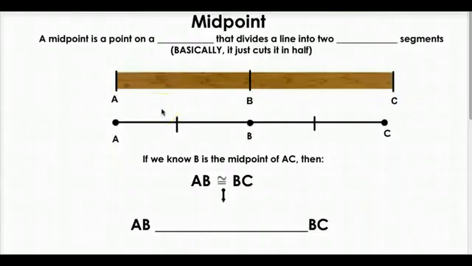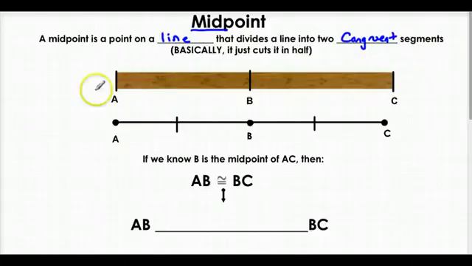What is it? It's exactly what it sounds like. It just means the middle point. Now, the formal definition is a midpoint is a point on a line that divides a line into two congruent segments. And congruent, once again, means same length, right? So two segments of the same length.